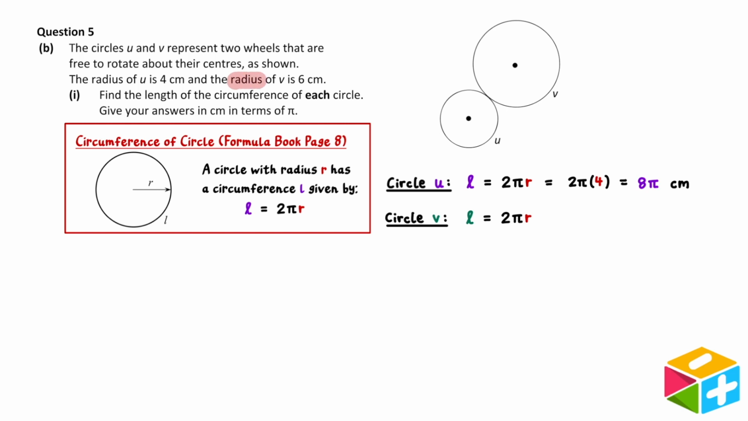Circle V has a radius of 6 centimetres, so here we'll substitute in r equal to 6. 2 times 6 is 12, so the circumference of V is 12 pi centimetres.